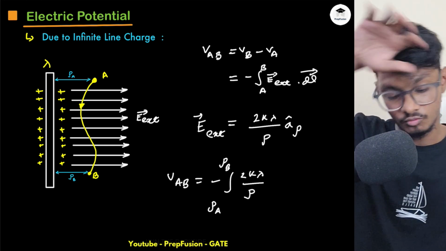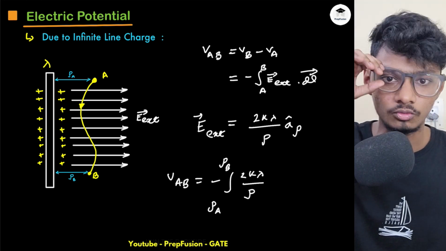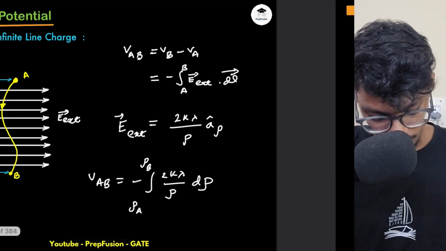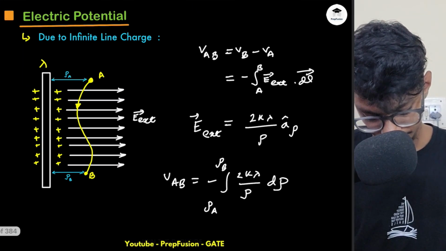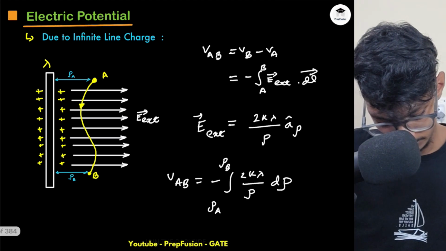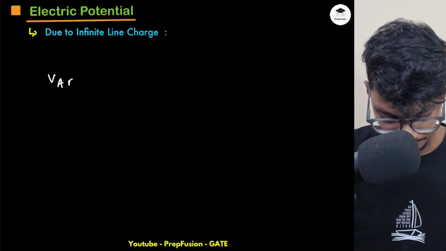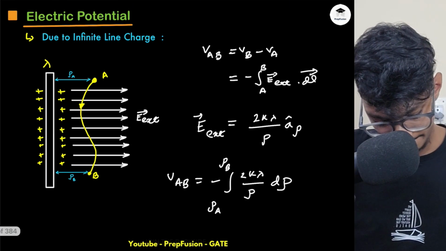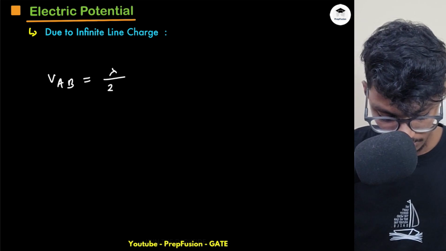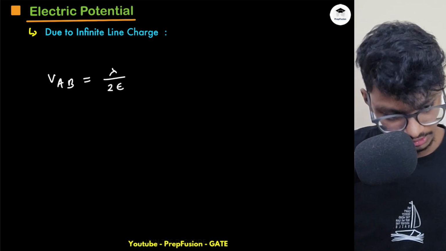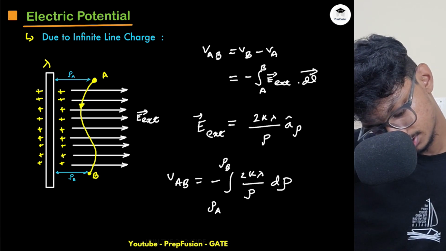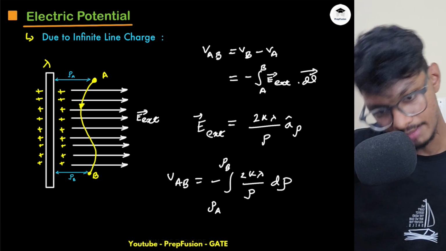What do you have in a_ρ cap? dρ, right? Only dρ I have, nothing else. So this one will become ln, this one will become log actually. So V_AB will be, 2kλ is actually λ by 2πε, right? Yeah, it is. Am I correct? Yeah, λ by 2πε.